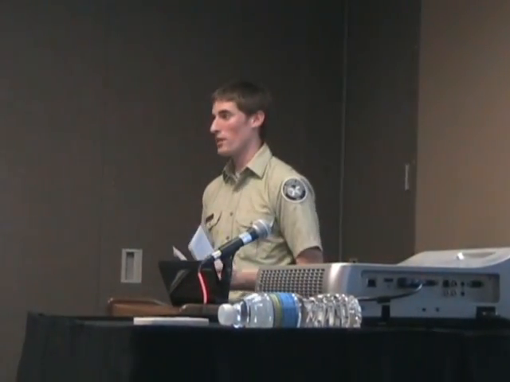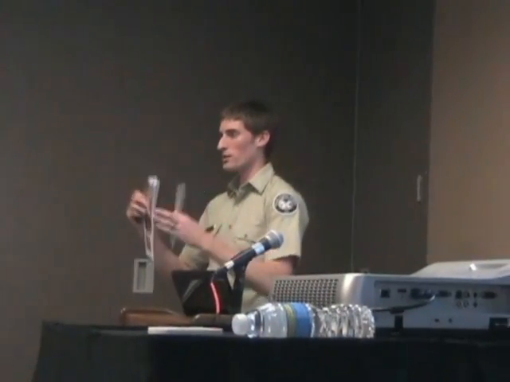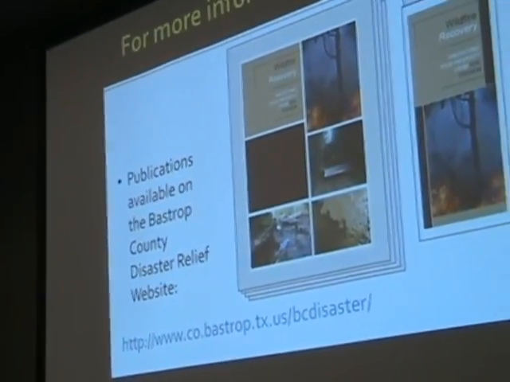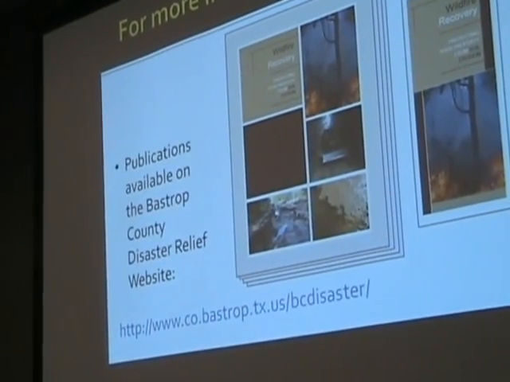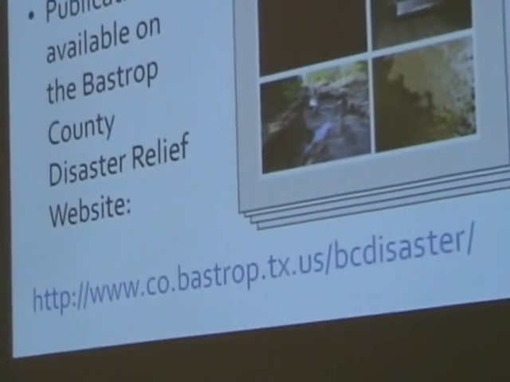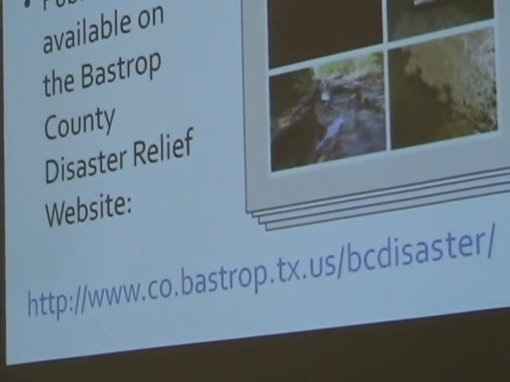Some additional information about this is available again on the Bastrop County Disaster website. We have two publications. They're both titled the exact same: Wildfire Recovery, Protecting Your Property from Soil Erosion. One's just a short pamphlet. Another one's a little bit bigger technical guide with a little bit more information in it.